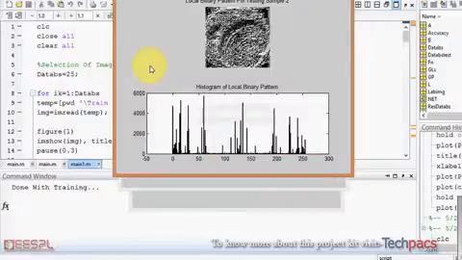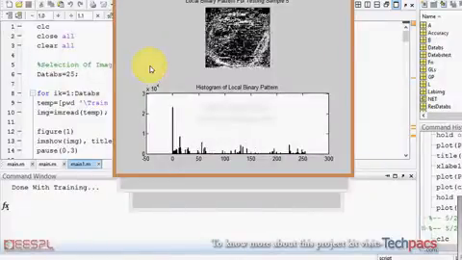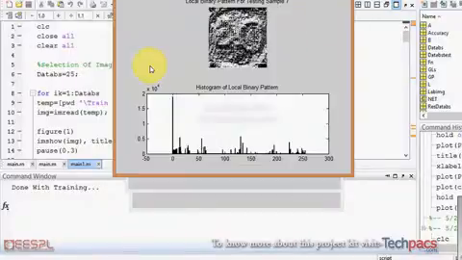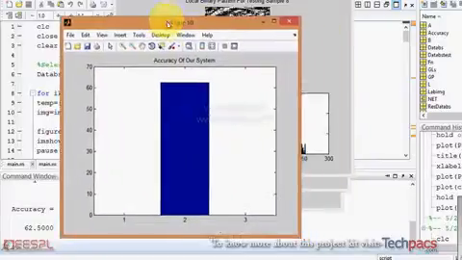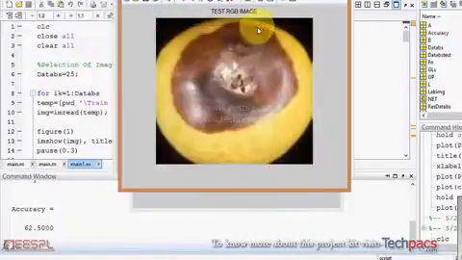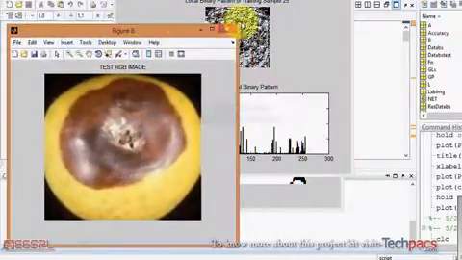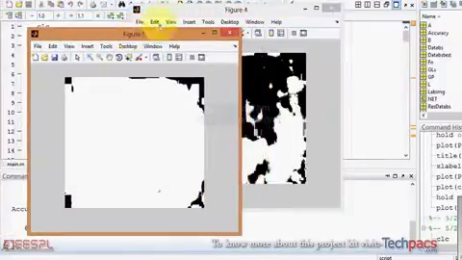While training is done, it now goes to the testing section, in which the LBP patterns are generated for all the samples, and finally it will calculate the accuracy, that is, how many of the images are tested in a correct manner. These were the testing samples which we have given. The accuracy which was achieved is roughly 62%.